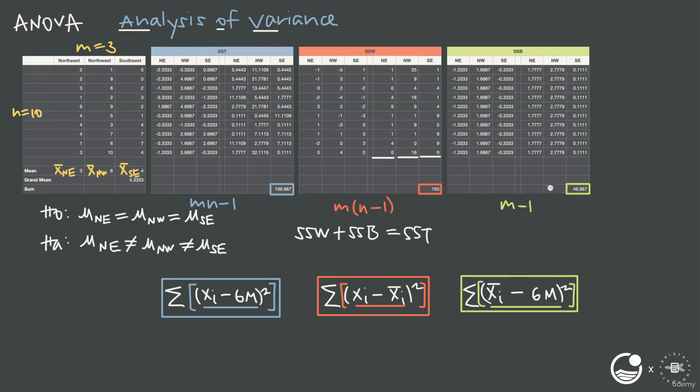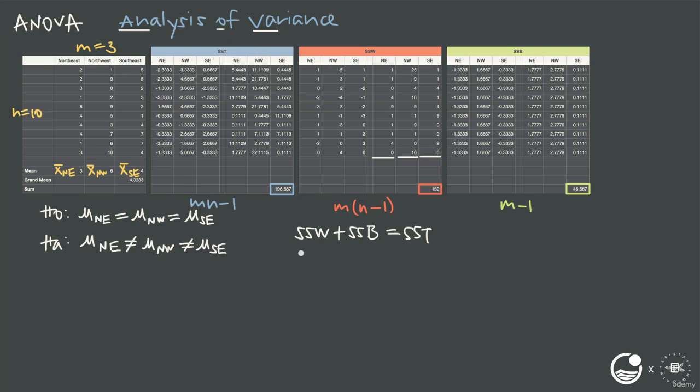So these two variances add up to total variance. Furthermore, the degrees of freedom will add up the same way. So if we add up the degrees of freedom for sum of squares within and sum of squares between, we will get the degrees of freedom for total sum of squares.